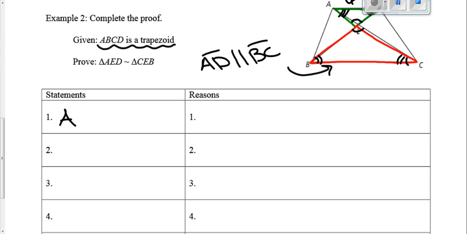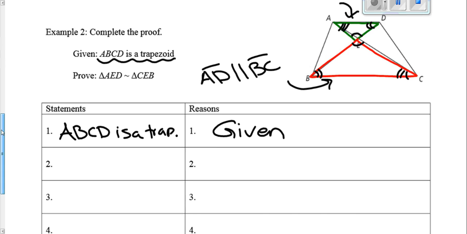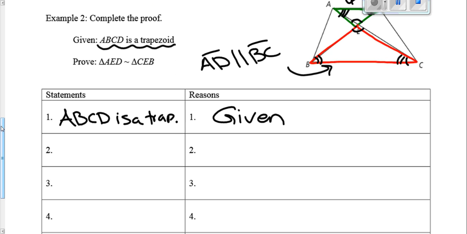First of all, given, always. It's a trap. Okay, now, we can just go ahead and state our vertical angles because that's something that we don't need a given for. It's true anytime things cross each other. So looking at our diagram, we have angle AED is congruent to CEB. Why? Definition of vertical angles.